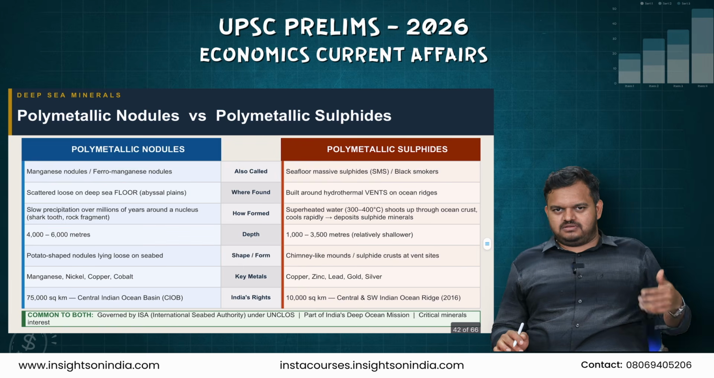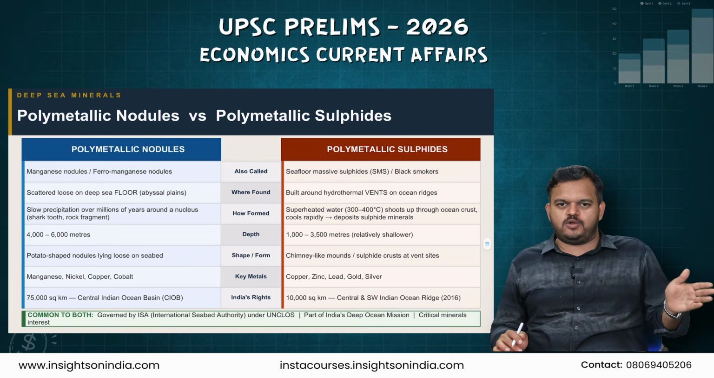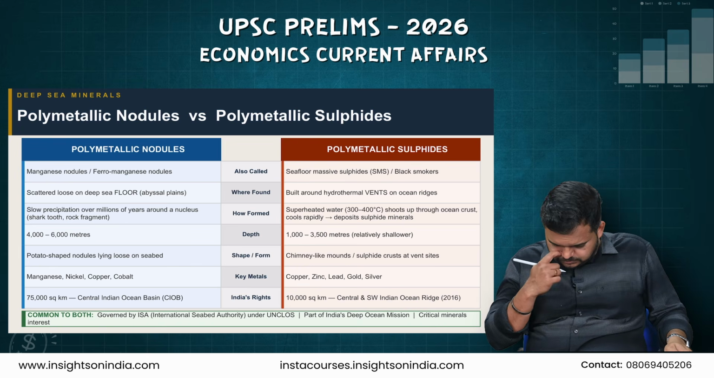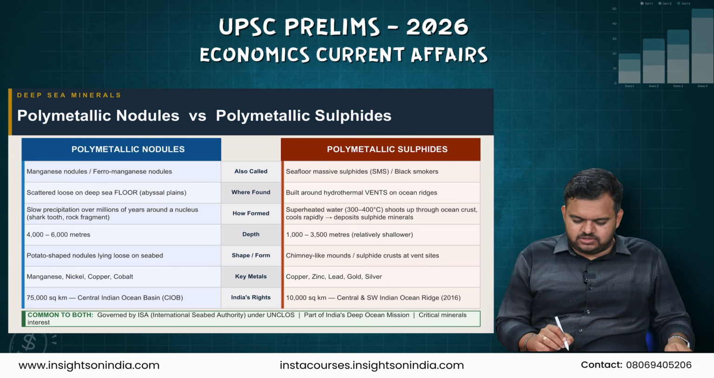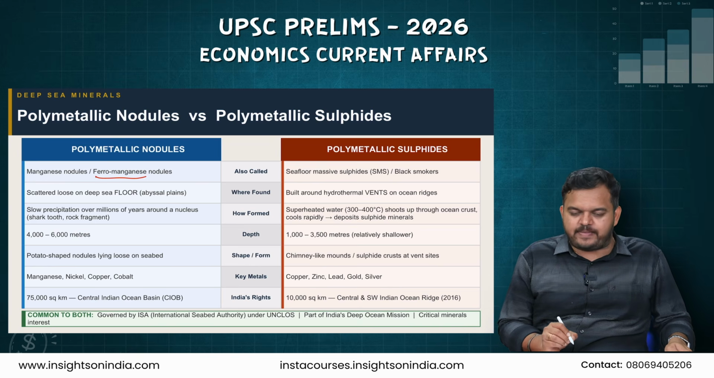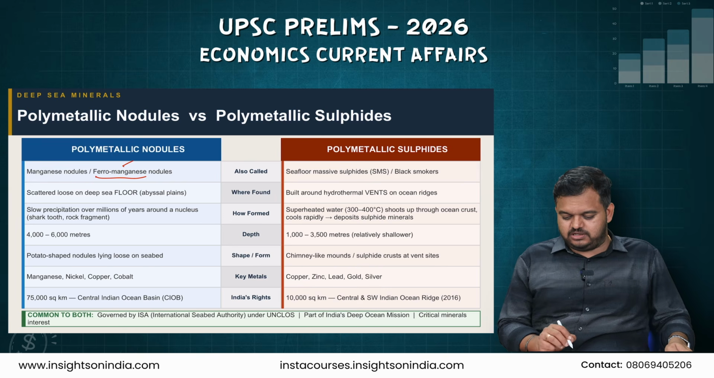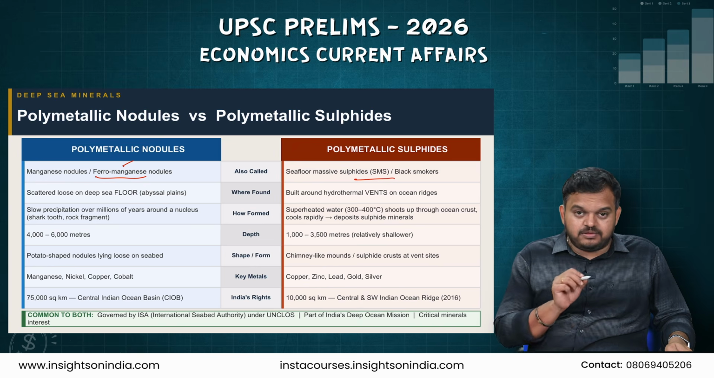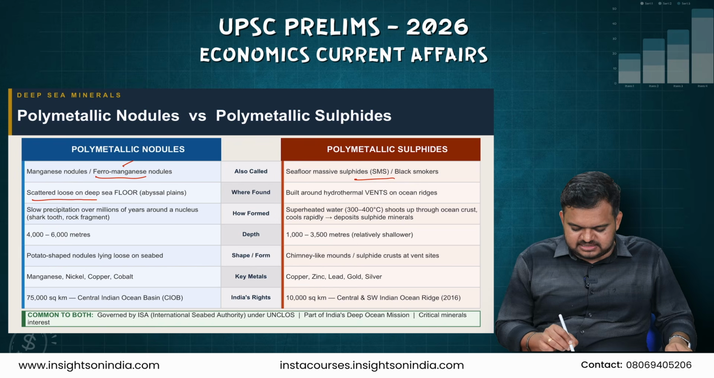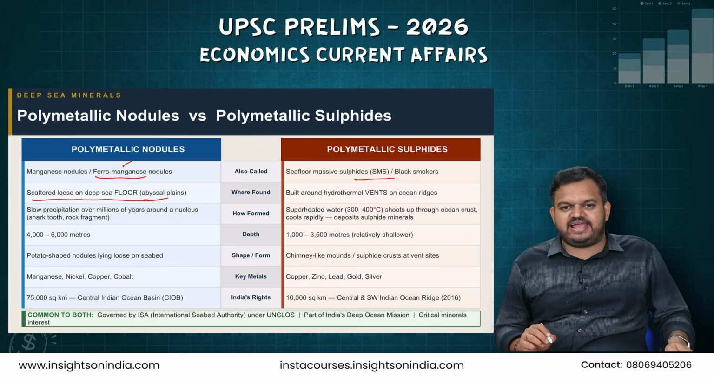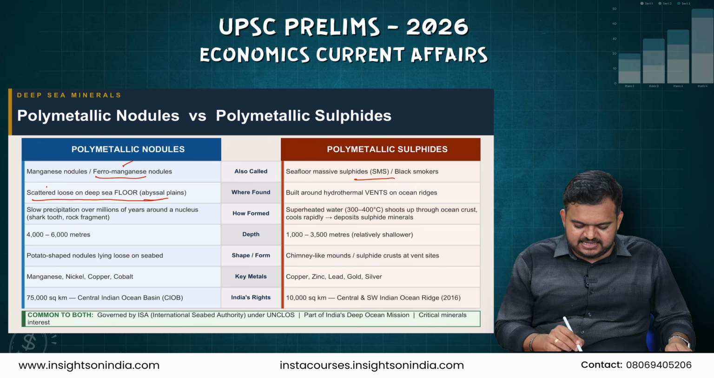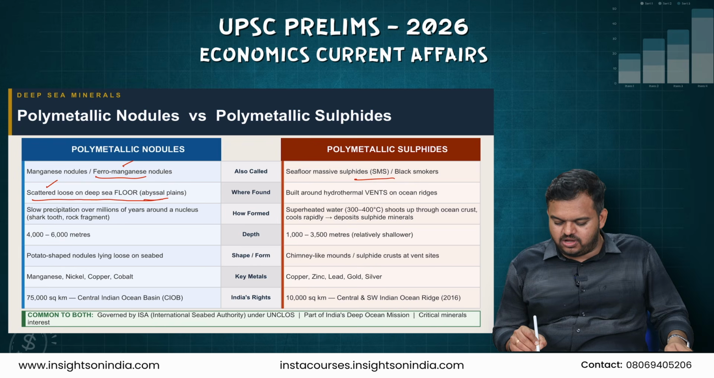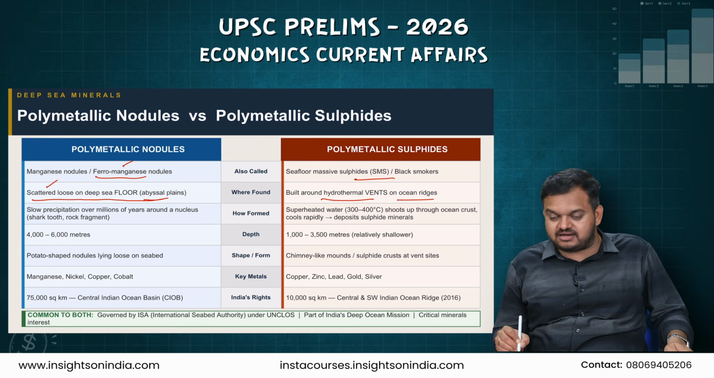So now the doubt arises, what are the differences between polymetallic sulphides and nodules? I will touch upon the basic ones. Polymetallic nodules are mostly ferromanganese, iron and manganese rich nodules. These are sulphides. These are ferromanganese nodules. The major difference is they are available on the sea floor, also called the abyssal plain. They are scattered in a loose manner. But these polymetallic sulphides are available only around hydrothermal vents on oceanic ridges.